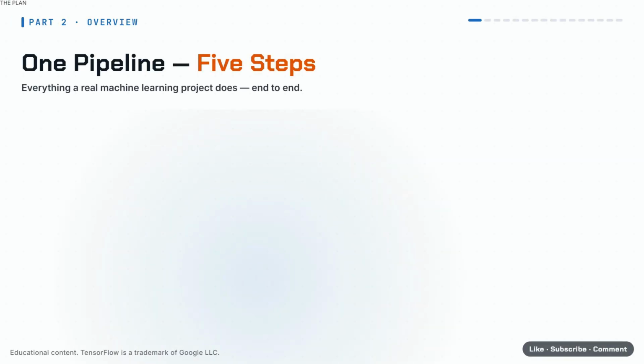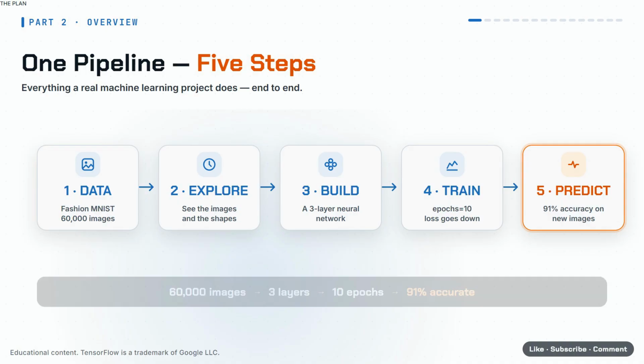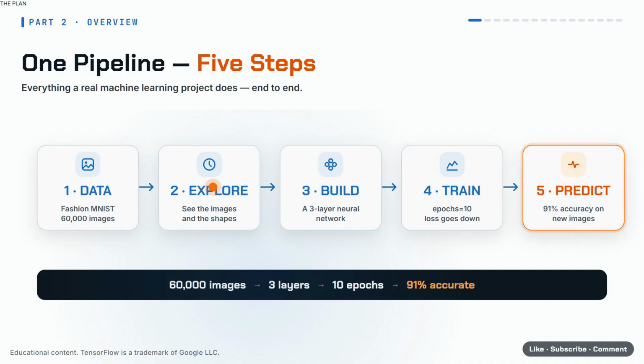Every machine learning project follows the same pipeline. First, load your data, then explore it so you understand what you're working with. Next, build a neural network. Train it on thousands of images. And finally, predict on new ones. 5 steps, end to end.